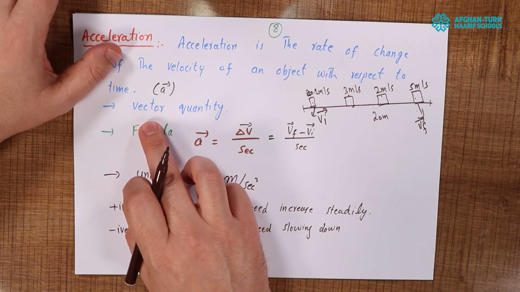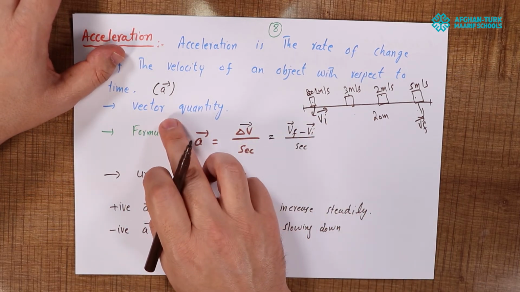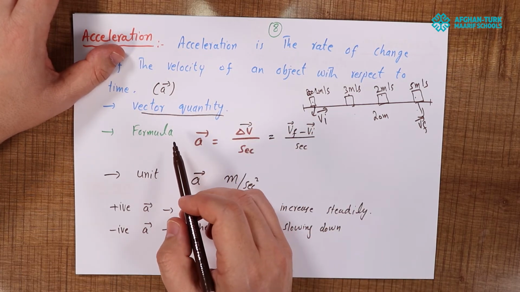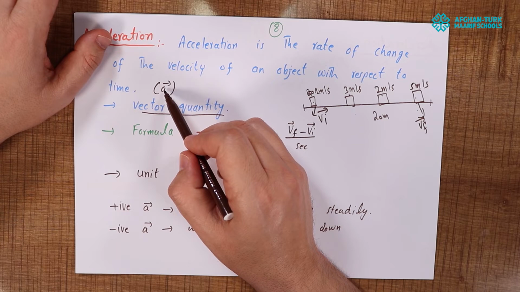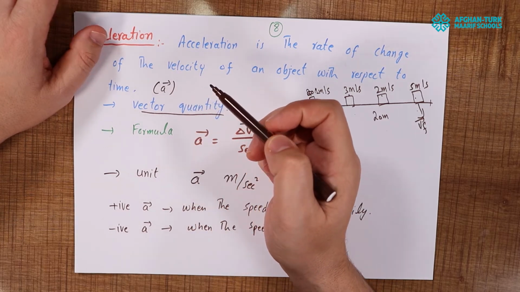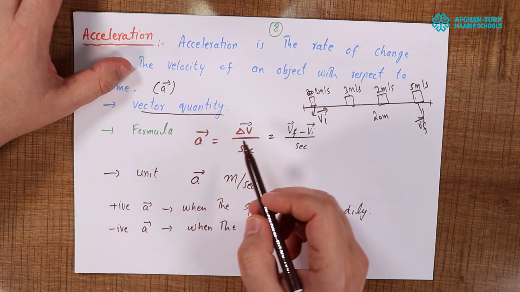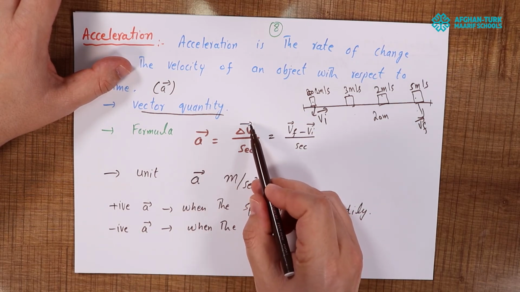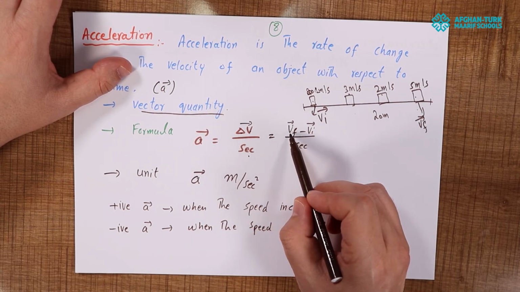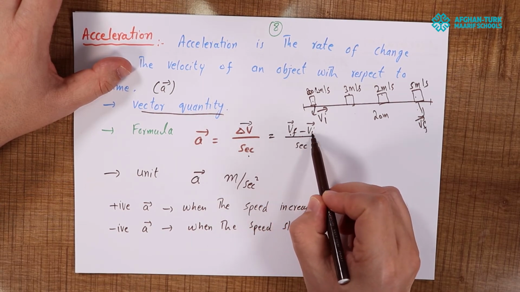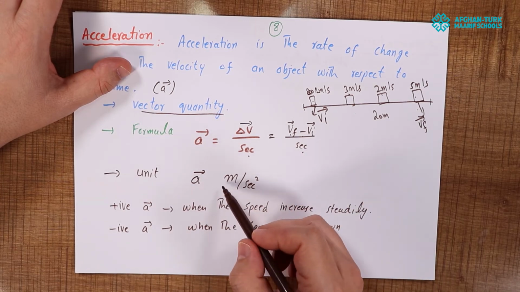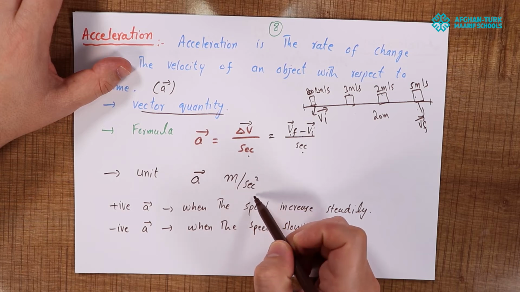And because it involves velocity, acceleration is also a vector quantity, and we denote acceleration with a small letter a with an arrow on top. This is the formula: acceleration is equal to delta v divided by time in seconds. Now this delta v is equal to final velocity minus initial velocity, divided by time. So the unit of acceleration is meter per second squared.